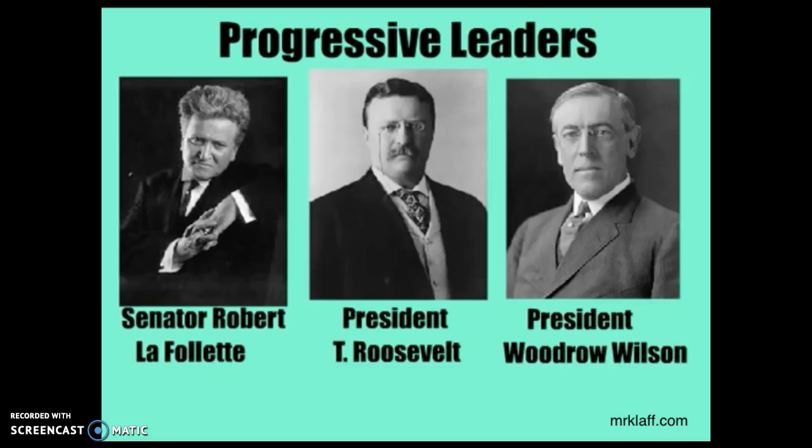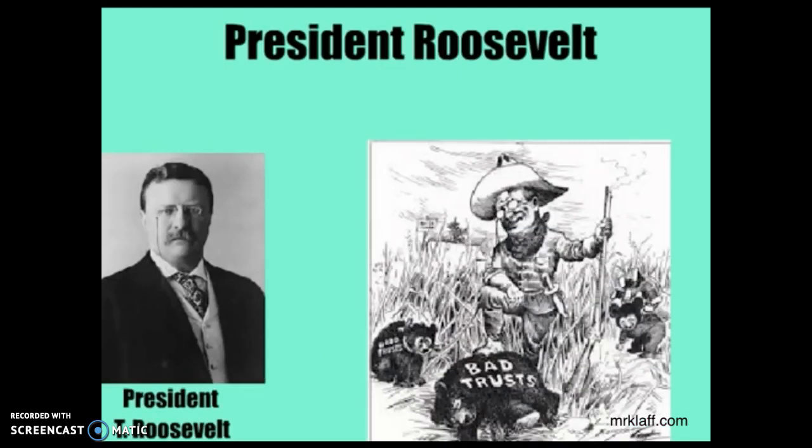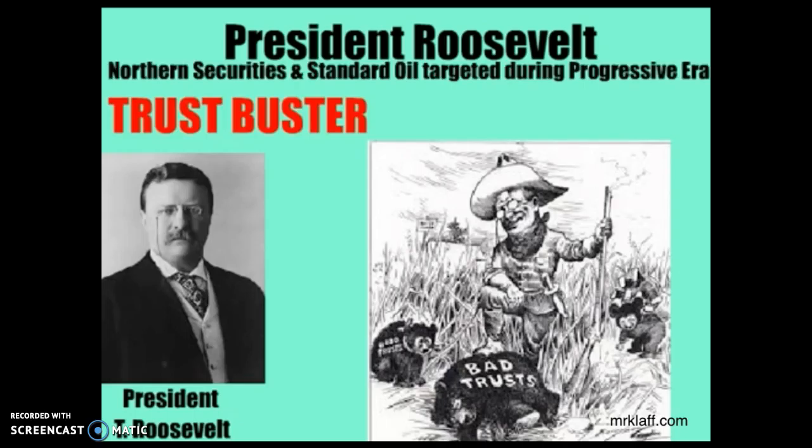Progressive leaders to know include Robert La Follette of Wisconsin in the Senate and Teddy Roosevelt and Woodrow Wilson in the White House. President Roosevelt looked to break up bad trusts, yet permit good ones to persevere. He was nicknamed the Trust Buster, as his administration broke up the Northern Securities Company and Standard Oil.